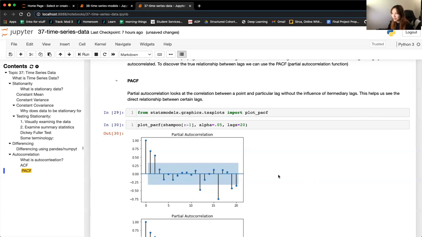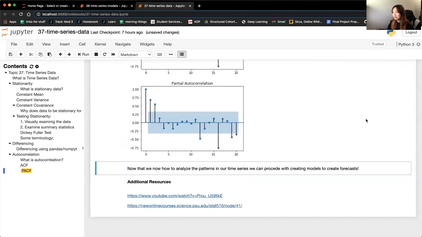And usually what you look for is anything that is outside of this boundary. So here we can say that, all right, we'll just take note that for partial autocorrelation, the next 2 lags still have strong partial autocorrelation. And that's just something that you'll take note of for our models that we'll talk about on Monday. But yeah, this is really all that is.